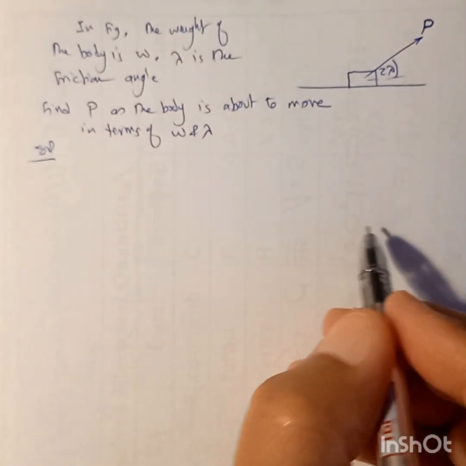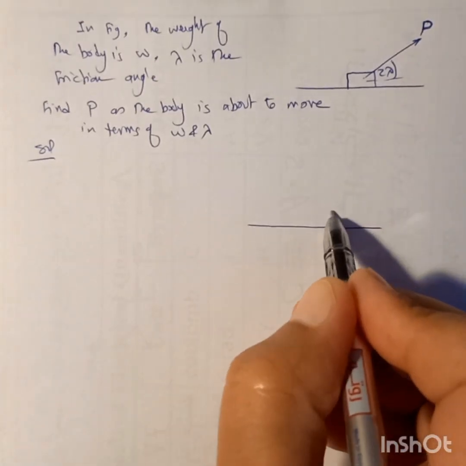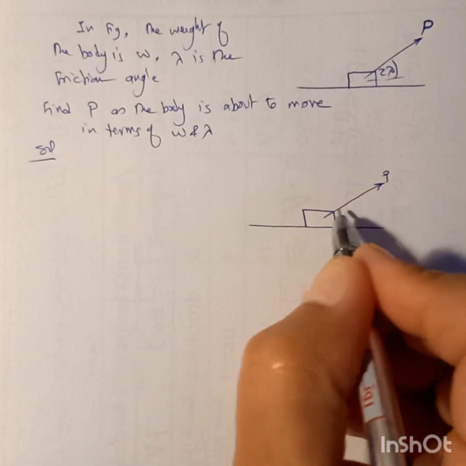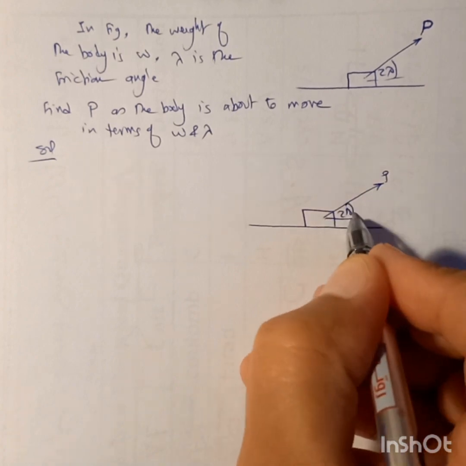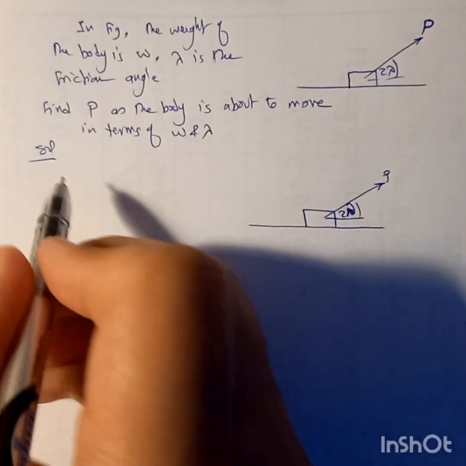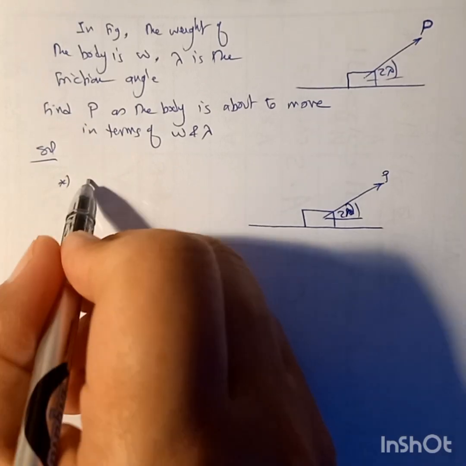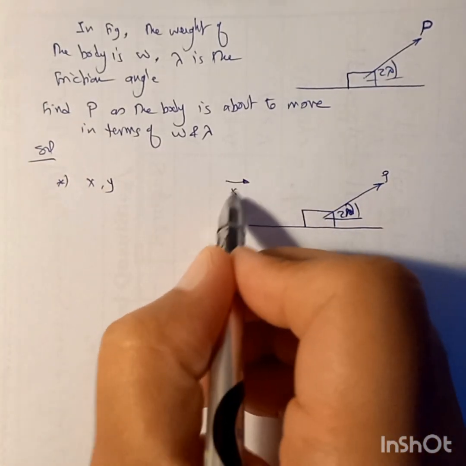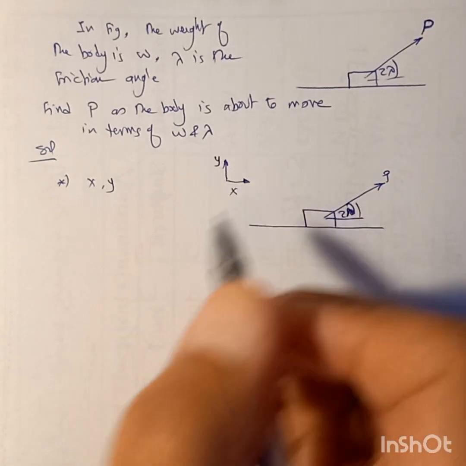Here we have to apply the steps of solution. Here we have P, and this angle is 2 lambda. First, we have to select X and Y directions. We'll assume the horizontal direction as X and the vertical direction as Y.